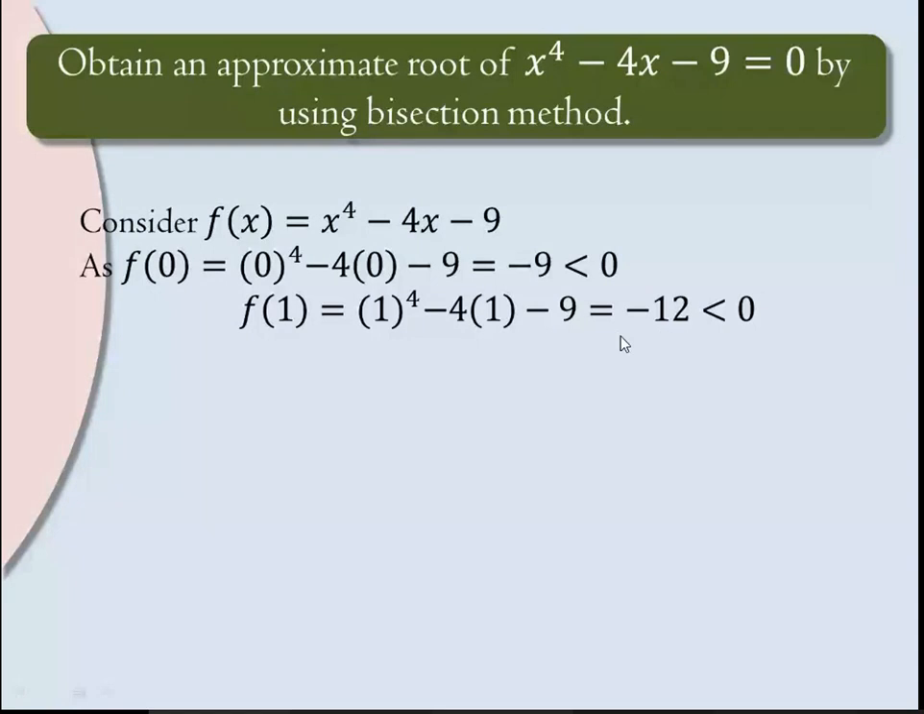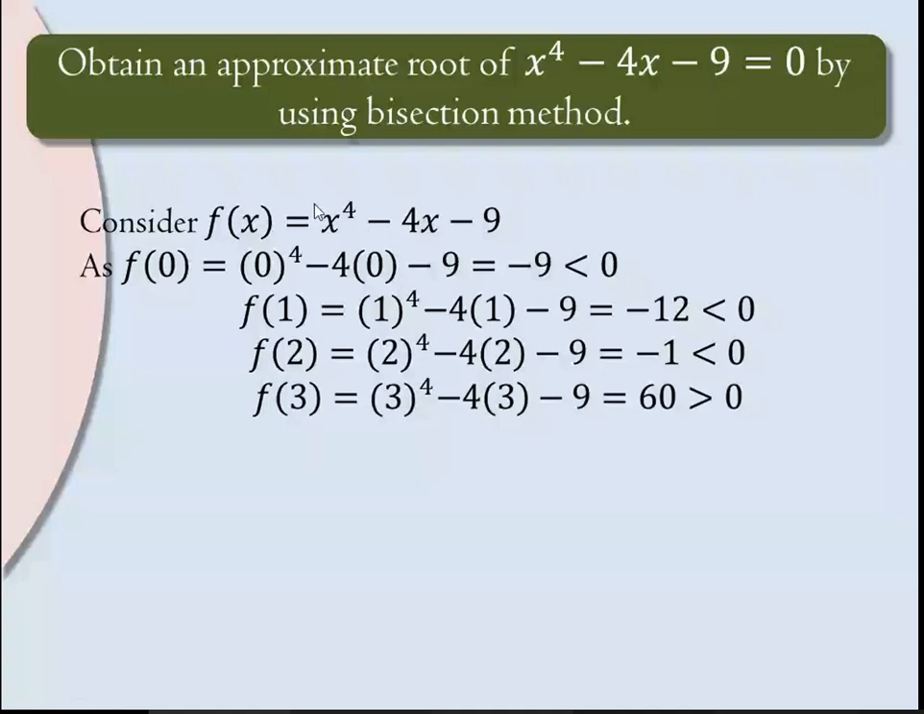You can check for minus 1 or you can check for plus 2. Checking for plus 2: 2 raised to 4 minus 4 into 2 minus 9 comes out to be minus 1, which is also negative. Again, you can try the next value or the negative values. So I'm checking for 3. f of 3 is 3 raised to 4 minus 4 into 3 minus 9, and that is nothing but 60, which is positive. So all these are negative, but this is positive.